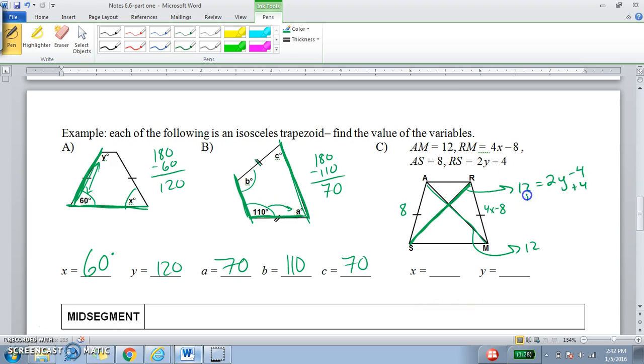To solve that, we add 4 to both sides. 12 plus 4 is 16, equals 2y. Divide by 2, so y would equal 8.